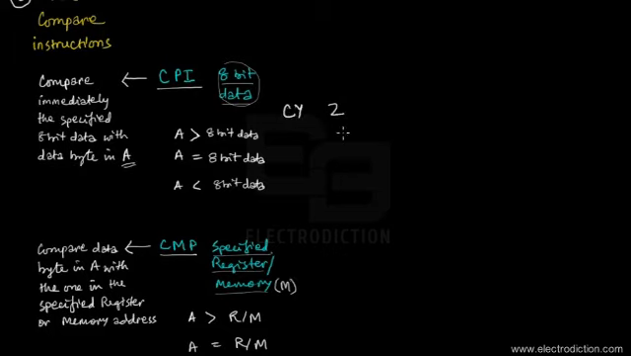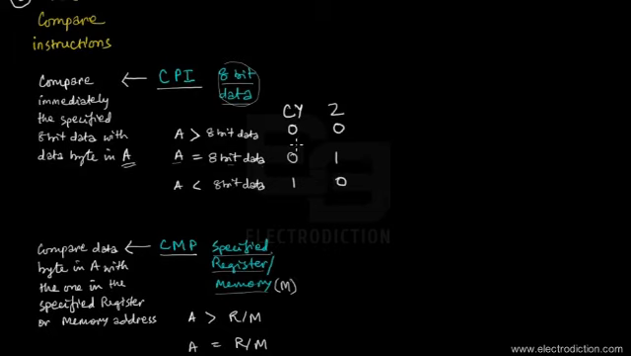If I make a column over here, whenever the data byte in the accumulator is greater than the specified 8-bit data acting as the operand, then both the carry and the 0 flags are reset. Okay, so they're just kept at the logic 0 levels. Now if both of them are equal, I mean, if the data byte in the accumulator and the specified 8-bit data as the operand are equal, then the 0 flag is set to logic 1 level while the carry flag gets reset. And in the third condition, the carry flag is set while the 0 flag is reset.